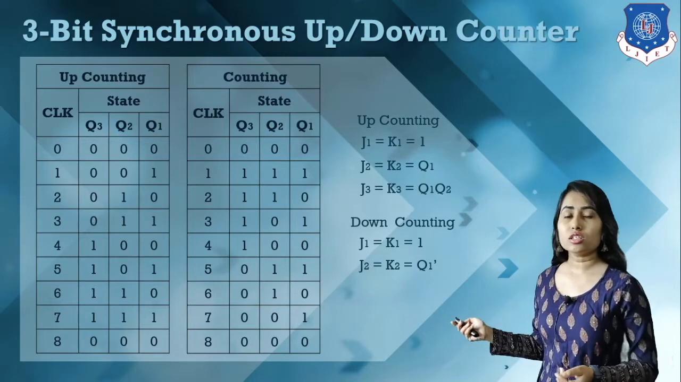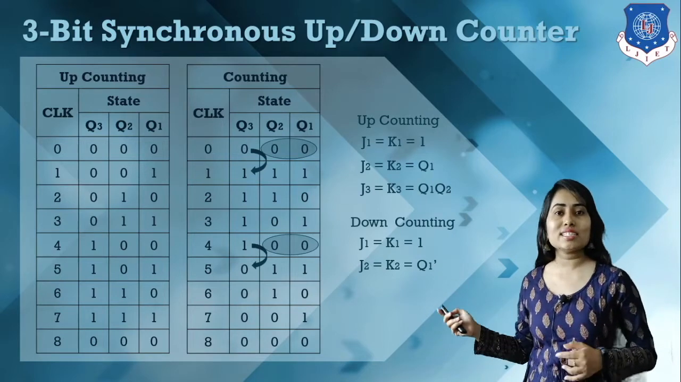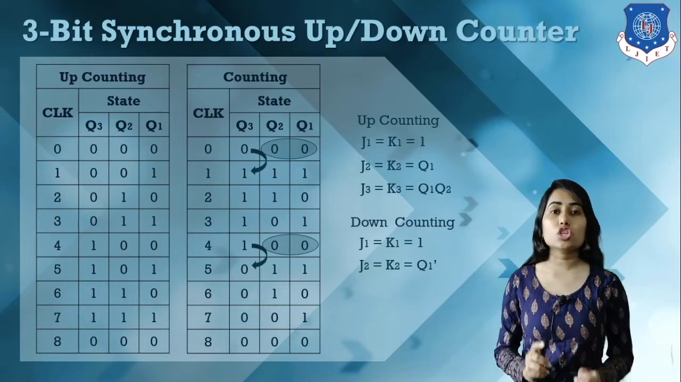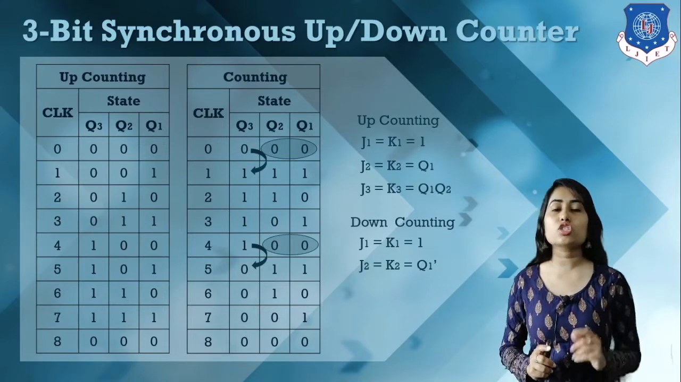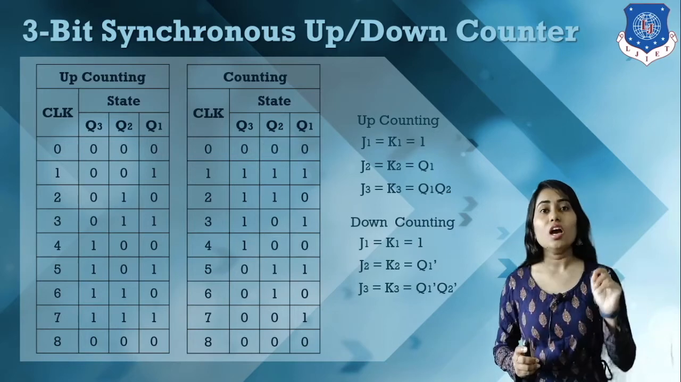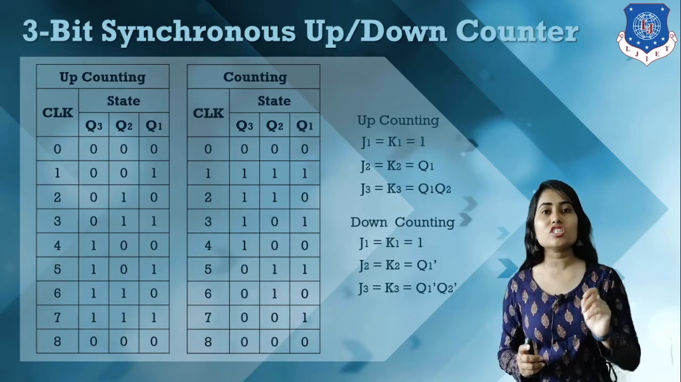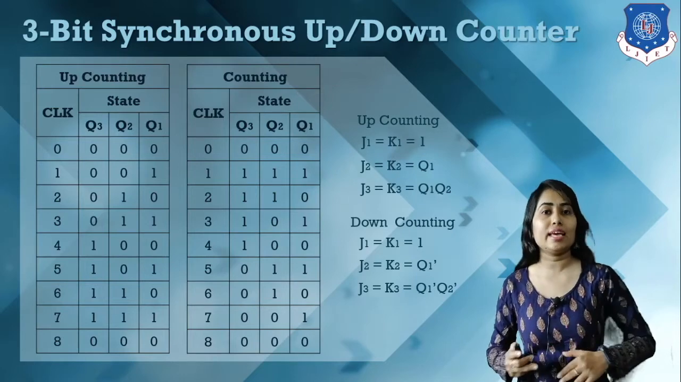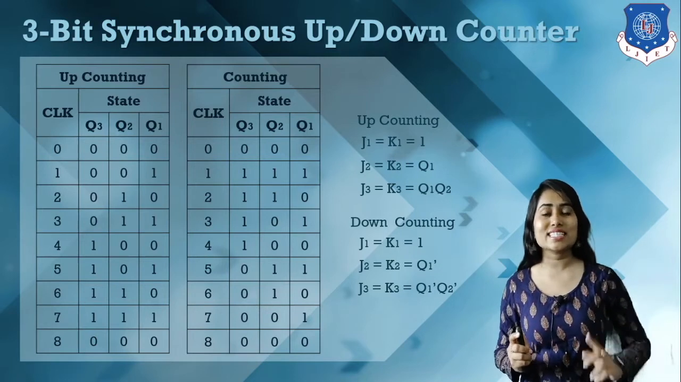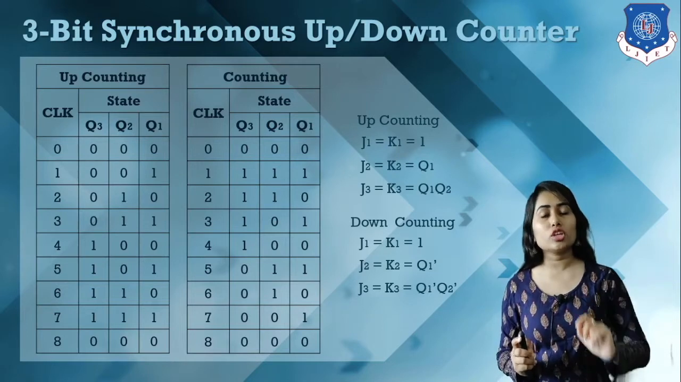Now for the third flip-flop input, we have to observe this Q3. So this Q3 toggles its state whenever this Q2 and Q1 both are equal to 0. So we can say that here in the third flip-flop we apply J3 K3 equal to Q2 dash into Q1 dash, because this third flip-flop will change its state only for the values when both the outputs Q2 and Q1 are equal to 0.